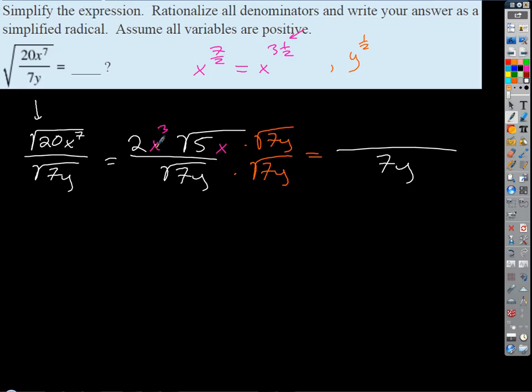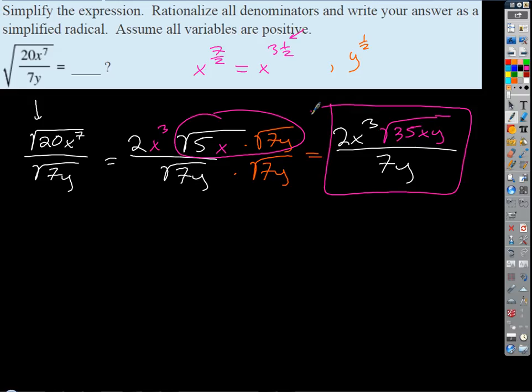Out front, I've got a 2x cubed. And what about in here? I'm just going to multiply those square roots together, right? The square root of 5x times the square root of 7y is just the square root of 5 times 7 times x times y in any order. Well, what's 5 times 7? 35. And then just an xy, right? So that's our answer. Okay, good?